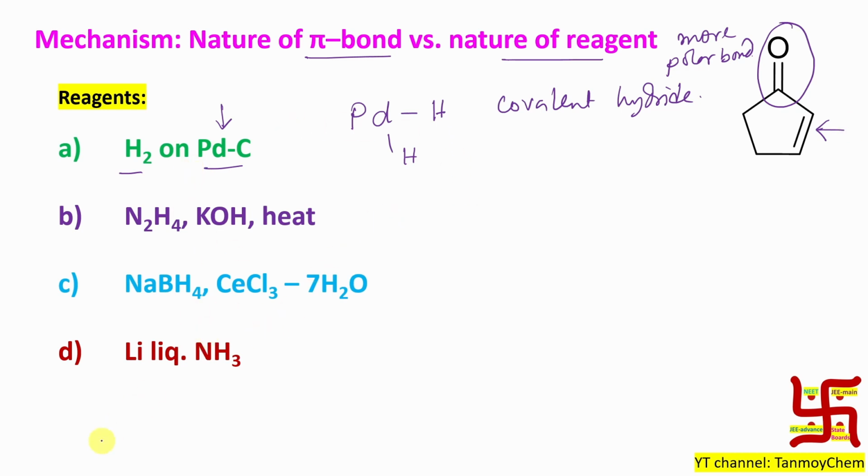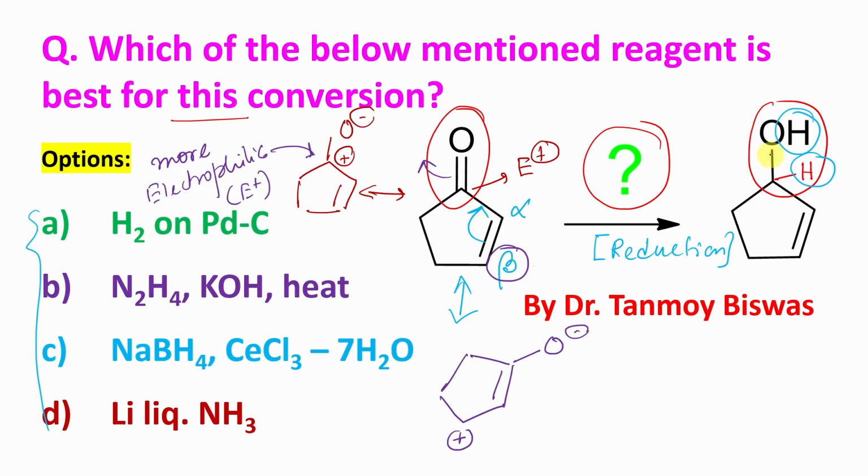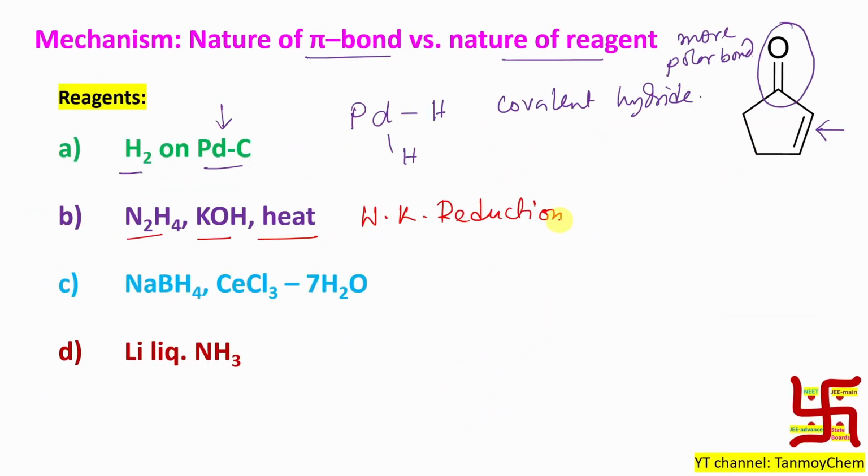So let's check the other options. Now if you look at the second reagent, hydrazine KOH heat, what is this? This is nothing but the Wolff-Kishner reduction. By the way, I have already discussed it in a dedicated lecture. If you want to learn more, you can visit. Now this Wolff-Kishner reduction converts carbonyl to methylene. But what we wanted is alcohol. So it doesn't match our interest. So this option B is also gone.